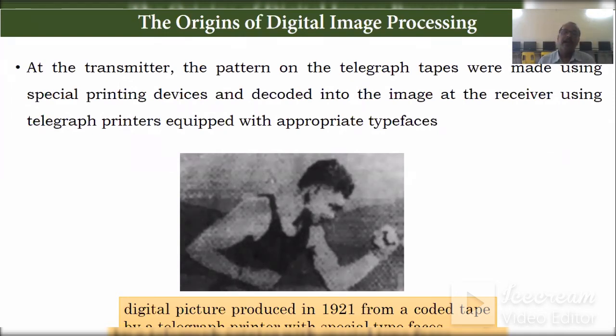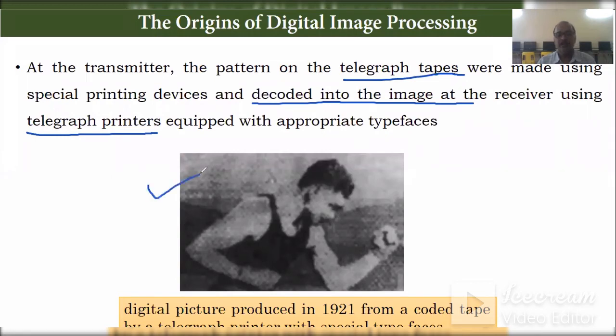So at that time, at the transmitter the pattern of the telegraph tape was made using a special printing device and decoded into the image at the receiving end. जिथं ट्रान्समिटिंगला, at the transmitting level the telegraph tape is used. Okay, and from that telegraph tape it can send the image, and at the receiving end that image is decoded into the image using a telegraph printer. मग तिथं इमेज कन्वर्ट करून बायनरी 0 आणि 1 फॉर्मॅटमध्ये पाठवली गेली, आणि त्या ठिकाणी मग ते टेलिग्राफ प्रिंटर वापरून ती इमेज प्रिंट केली गेली.